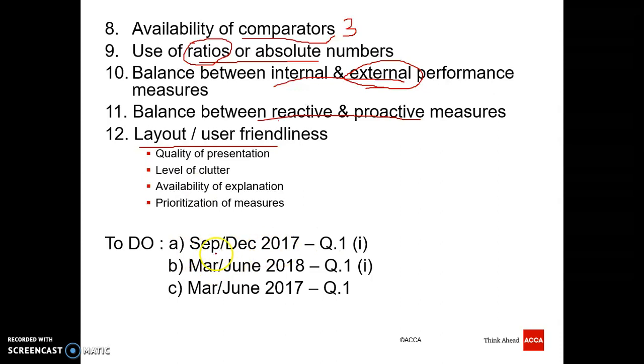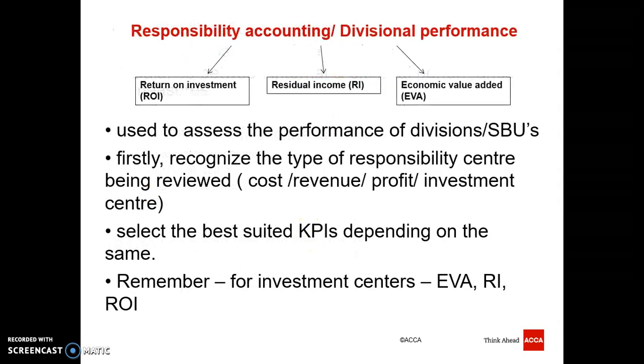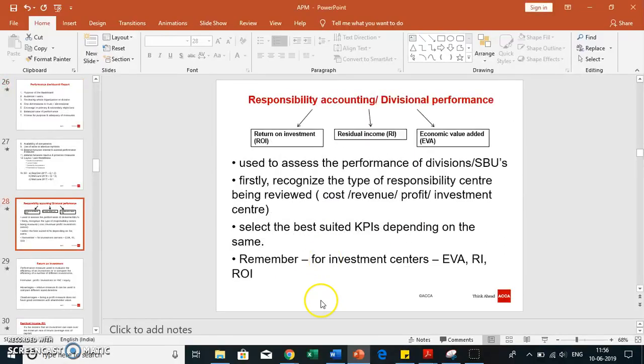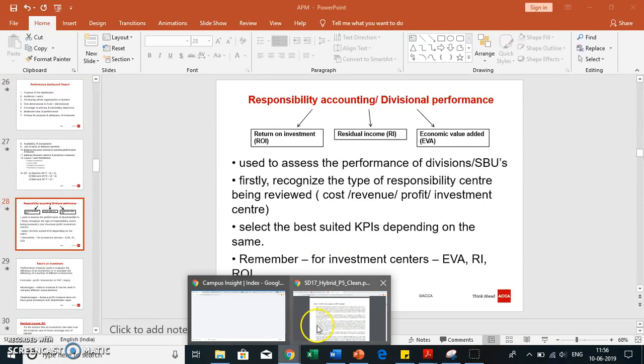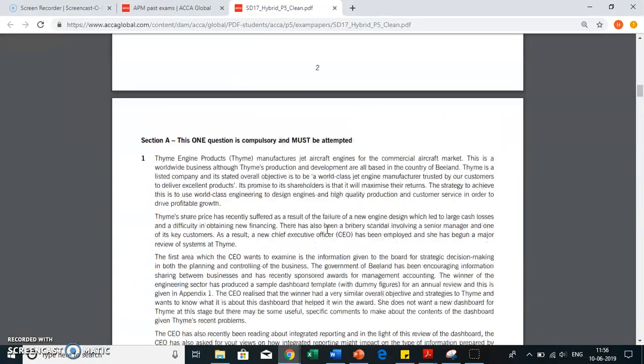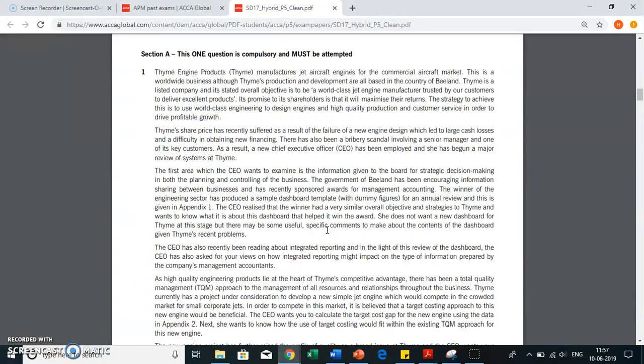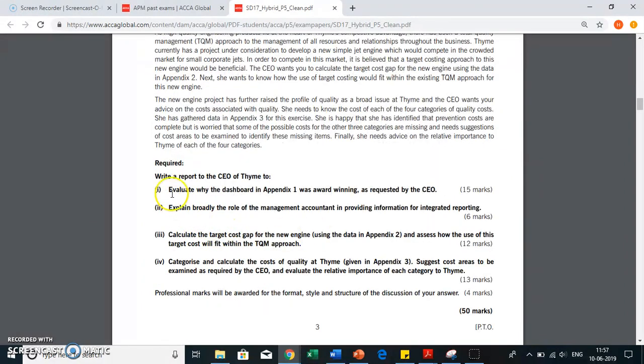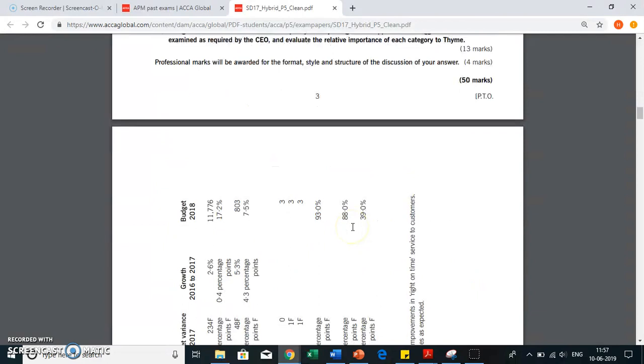So let us do one past paper question, which I have with me. September-December 2017 question. Question number 1, Time Engine products. So we're going to do this 15 marker question. Evaluate why the dashboard in Appendix 1 was award-winning as requested by the CEO.